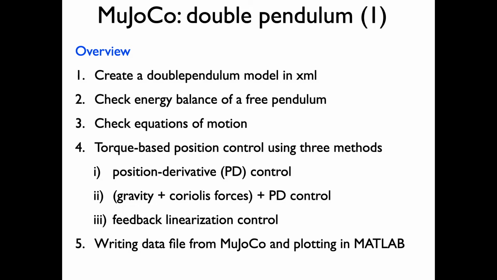There are three types of control. We're talking about position derivative. Then there is gravity plus Coriolis forces compensation, followed by PD control, and then feedback linearization.